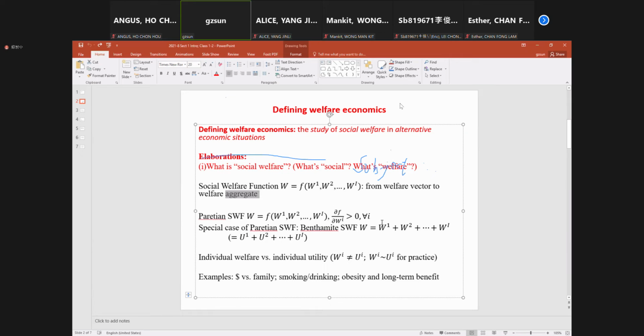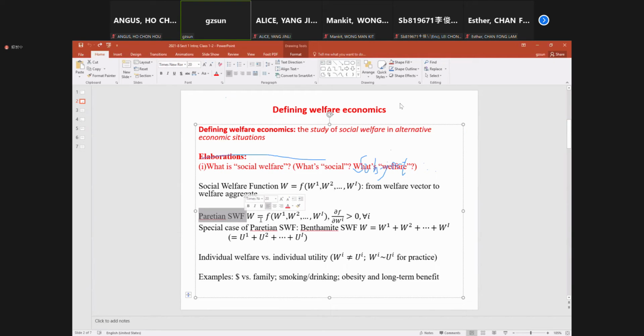And this aggregation is not arbitrary. You can't do it in any way you personally like. This must satisfy some sensible property. We must aggregate the individual level welfare into society level welfare in a sensible way. And we must make sense in doing so. And again, we have already introduced this idea. There's a Pareto social welfare.